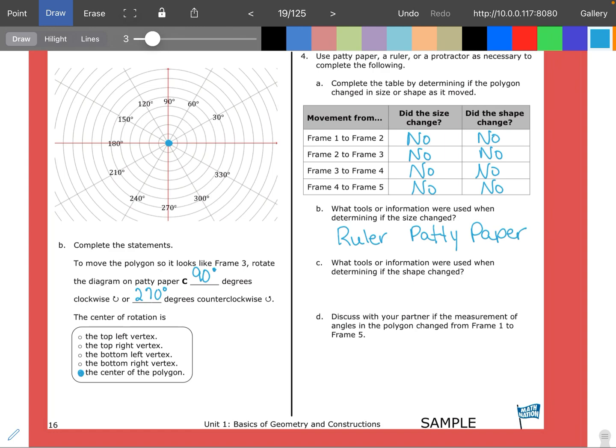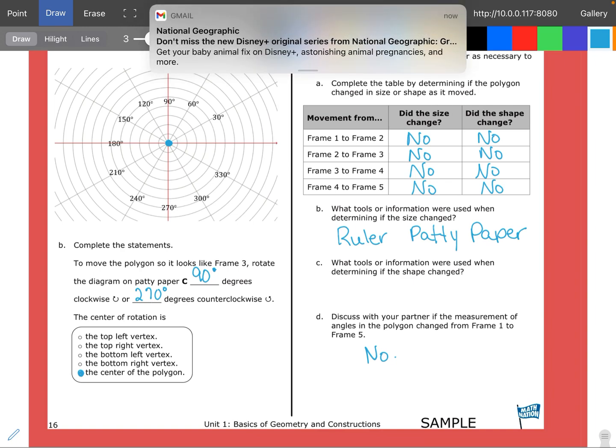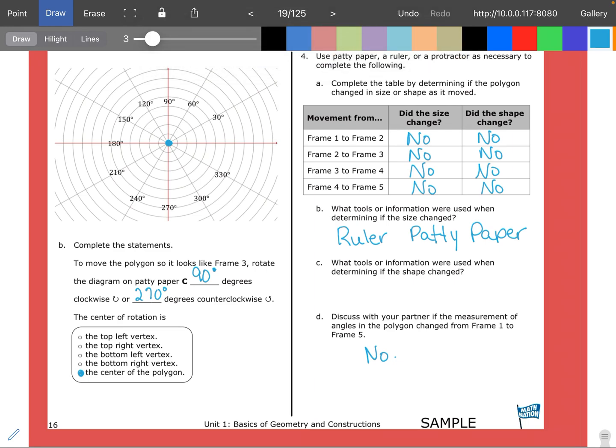So when you're thinking about it, I know it says discuss with your partner, but your partner is this video. Did the measurement of the angles in the polygon change from frame 1 all the way through to frame 5? No, they did not. So things that did change is the way that it was oriented, like it might have been sideways instead of up. It might have changed position on the paper, but the original figure did not change size, nor did it change shape.